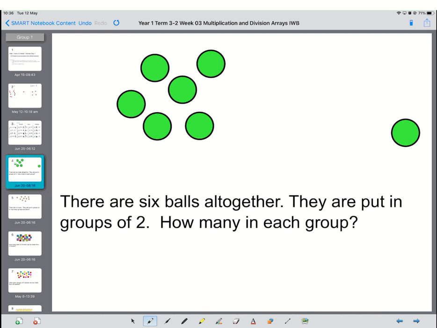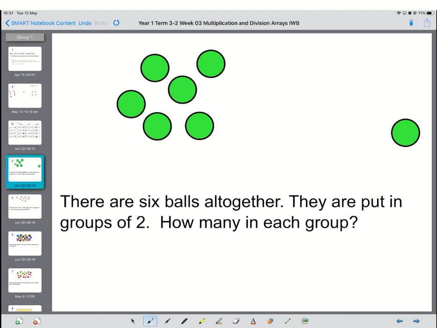Now, while we were doing that, you might have heard me talk about dividing and groups. Well, the reason I've been using those is because today we are starting to look at division, and we're looking at how we can use grouping today and arrays tomorrow to divide things up. So this is a division problem, which means it's a sharing problem. There are 6 balls altogether. They are put into groups of 2. How many are in each group?